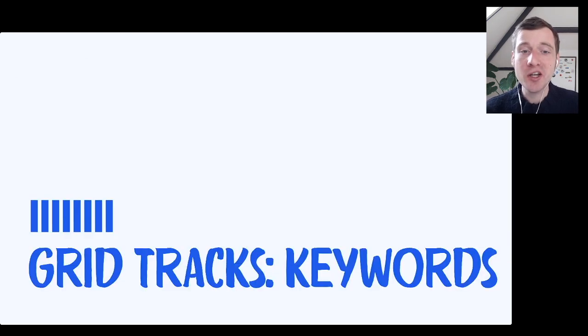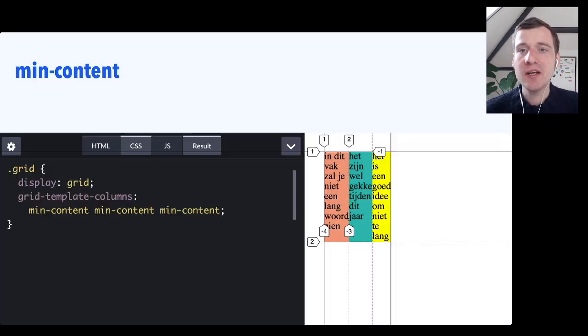Then let's look at another way to size tracks: do it with keywords. There are a number of keywords available for the most common use cases. One is min content. So if you make all of your template columns min content, they're going to be as small as they can possibly be. And this is based on the words that are inside of the column. If you had to summarize what min content does, it basically takes as the size for this element the size of the biggest word or the biggest bit of content that is inside of that.